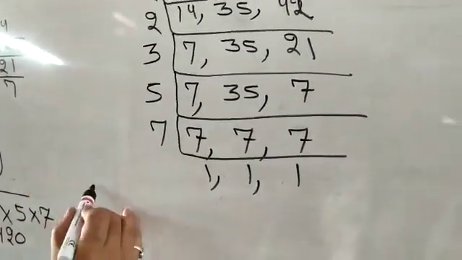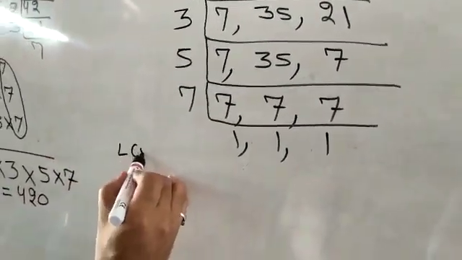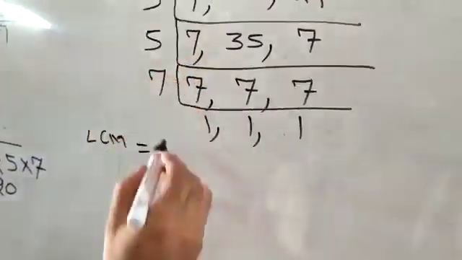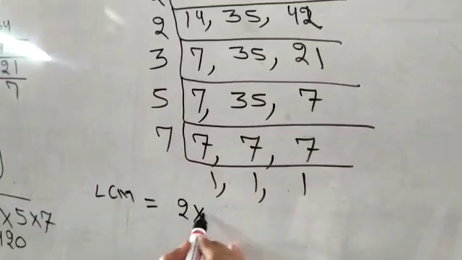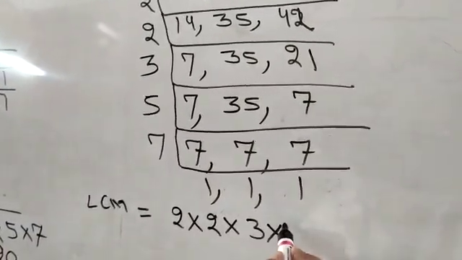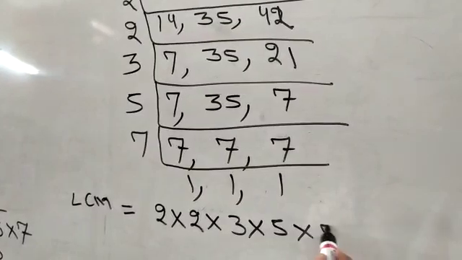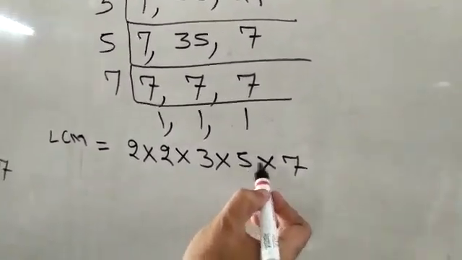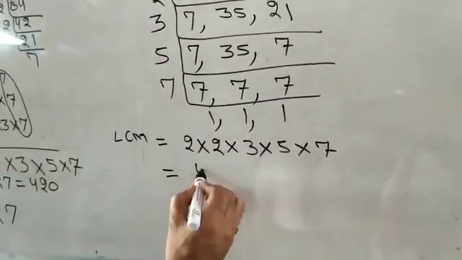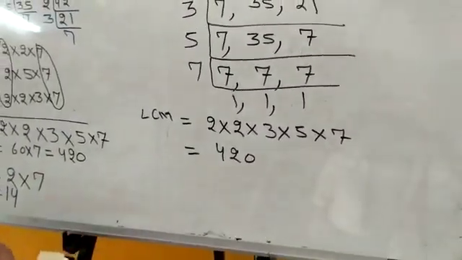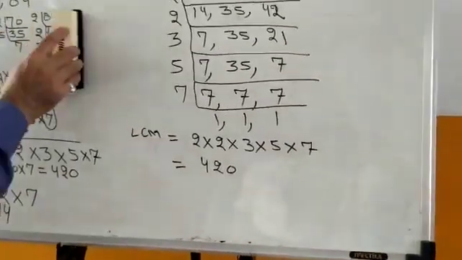Now in the LCM we will multiply all these numbers. 2 into 2 into 3 into 5 into 7. 2 2s are 4, 4 3s are 12, 12 5s are 60, and 60 into 7 equals 420. So 420 is the LCM of these numbers.